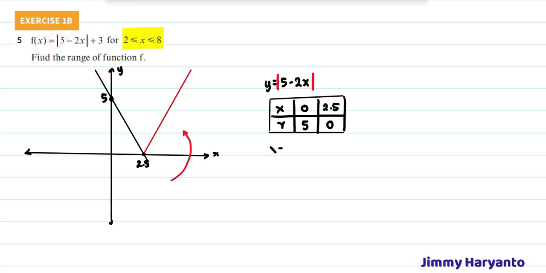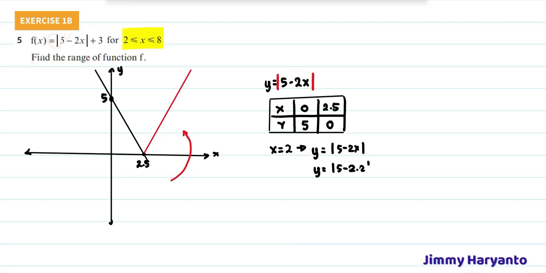So when x equals 2, let's try to find the y first. When x equals 2, the y will be the absolute value of 5 minus 2x. So y equals 5 minus 2 times 2, y equals 1. Okay, so when x equals 2, the value of y is 1. And then we erase this one.